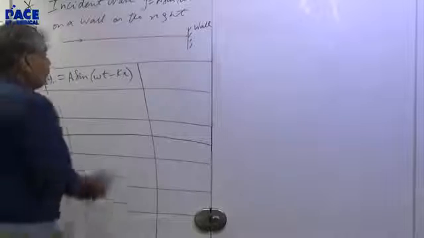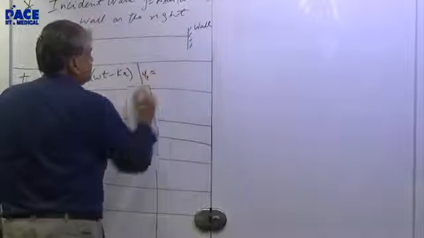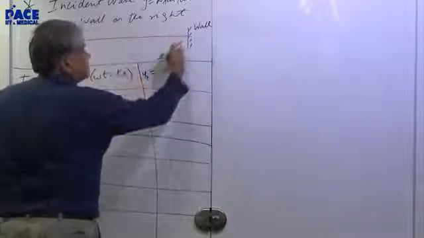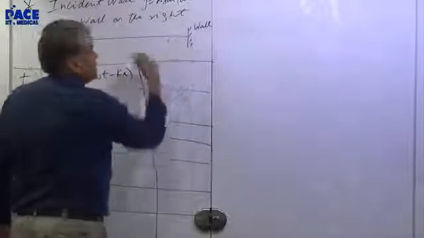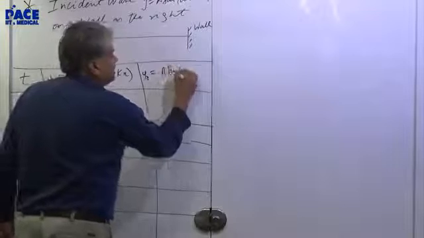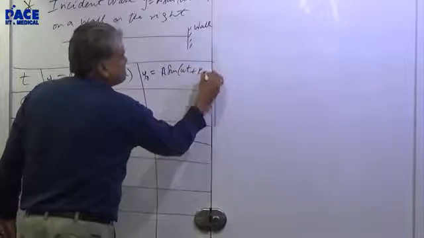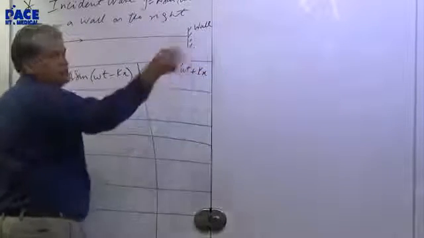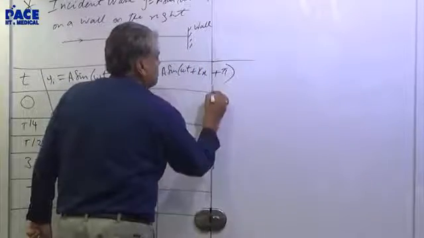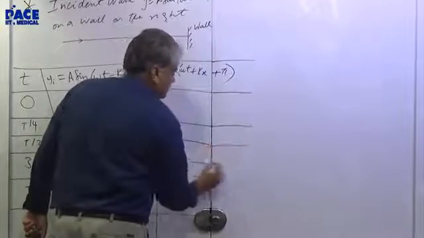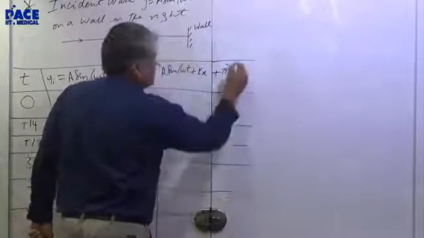Now, what will be the reflected wave? The incident wave is going to the right, the reflected wave will go to the left, therefore it will be A sine (omega t plus kx). At the wall you get an extra phase of pi, plus pi. That's the bonus phase as per what we have learned just now. Is that okay?